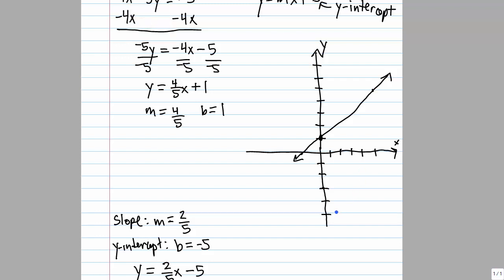Change my color. So that's my first point. Then the slope tells us to rise 2, go up 2, and to the right 5. So 1, 2, and then to the right 5. And then we have our line, if we just go through those 2 points.